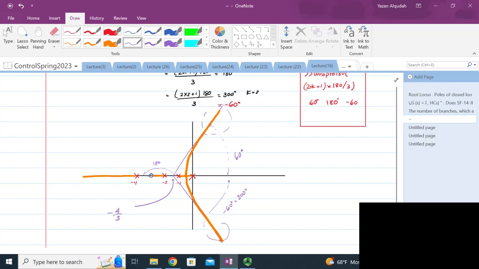For a certain value of k, I could be operating here, I could be operating here, and there's one here, there's one here. I could be operating here, here, anywhere. The orange plot that I have is the root locus. This is the only place this system is going to have poles. So in between those, I have a question.